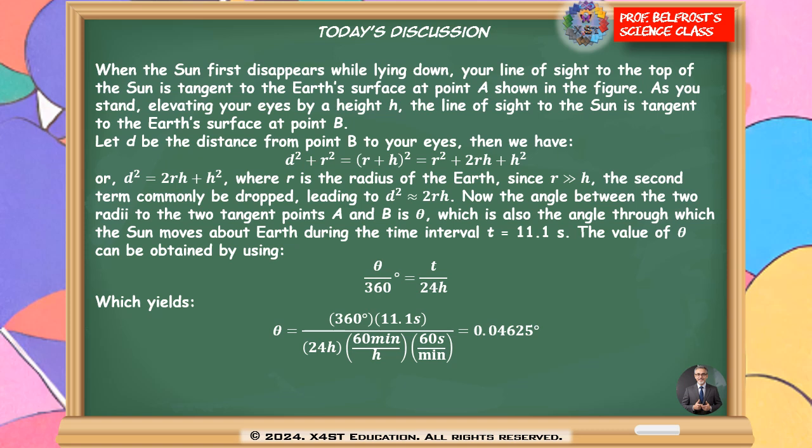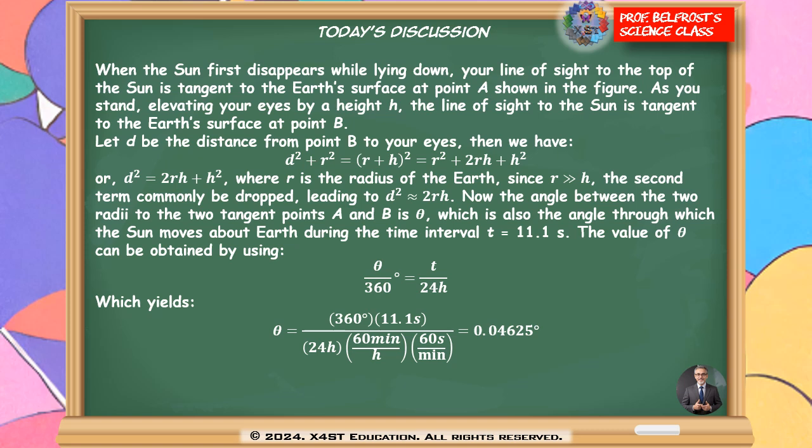This is just a regular Pythagorean theorem, and we just plug all the terms into the expression, right? So we have d squared plus r squared equals (r plus h) squared, which gives us r squared plus 2rh plus h squared. After we solve this expression, we remain with d squared equal to 2rh plus h squared. And we know that r is much greater than h, so we can drop the h squared term because it is very small, and when we square it, it will be even smaller. So d squared is approximately 2rh.